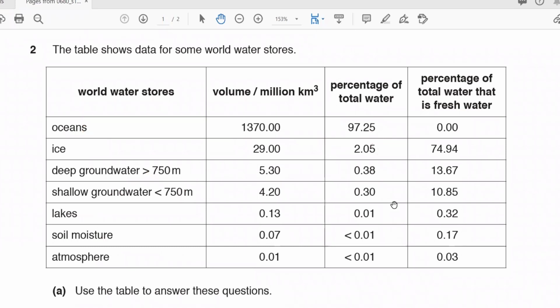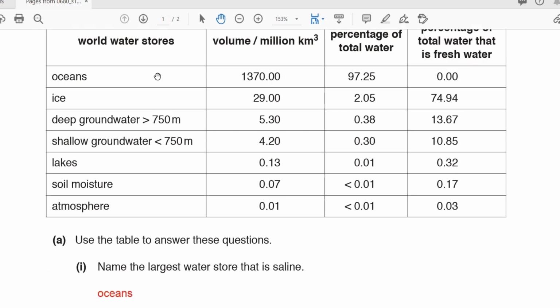Use the table to answer these questions. Name the largest water store that is saline. Oceans. Saline means from salt, the salty water that are oceans. Good. Okay. Next.